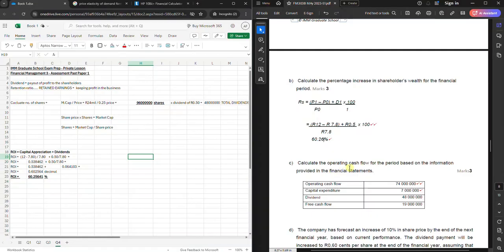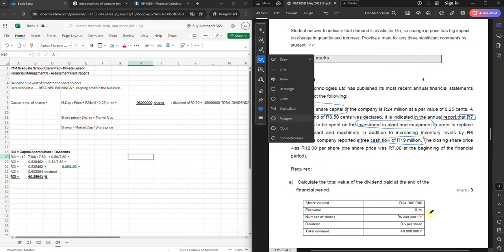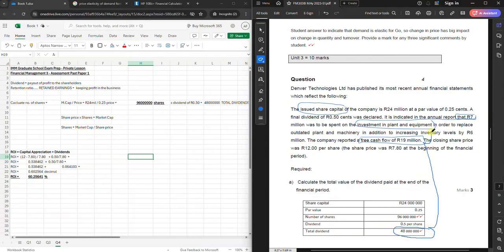Provide the operating cash flow for the period based on the information. Operating cash flow is basically the total cash that you've generated. Remember, the total cash that you generated needs to provide for your capital expenditure and your dividends, and then you will have free cash flow. So you have to read the question and see what they gave you. Here's 7 million. What is this for? Investment. This is CapEx. Do you see that? And then there's free cash flow, and then there were the dividends. So those three. Make sense?